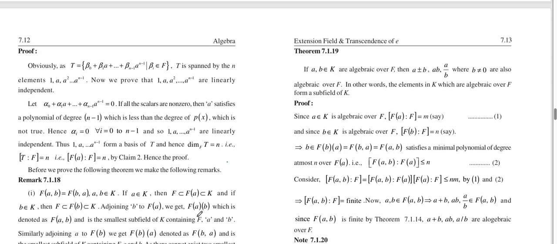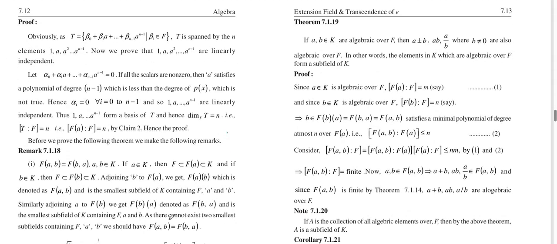Now we'll make this remark. This was once asked in section A in the university. So do we have f of ab and f of ba to be the same? Both are the same because of this reason.